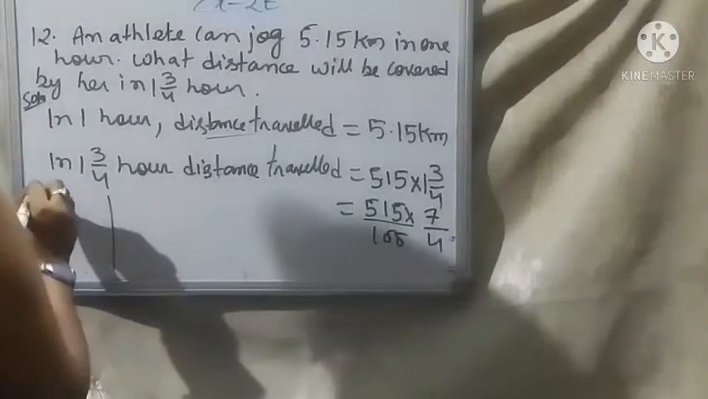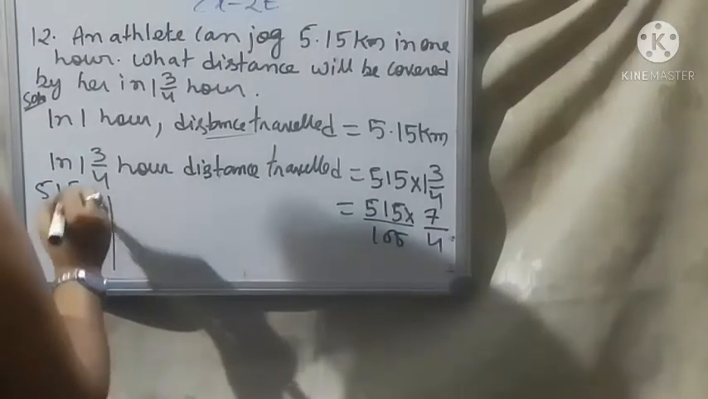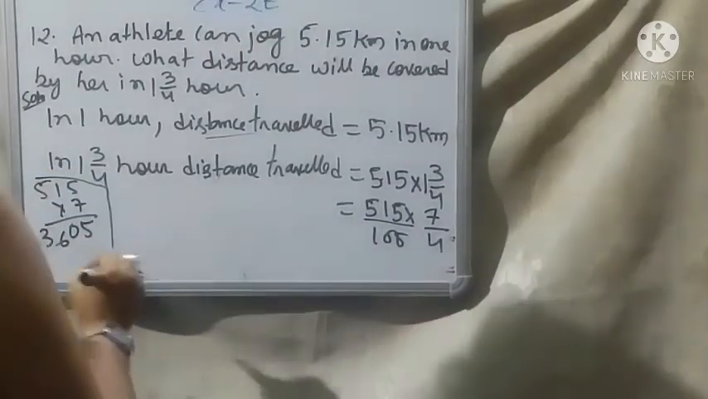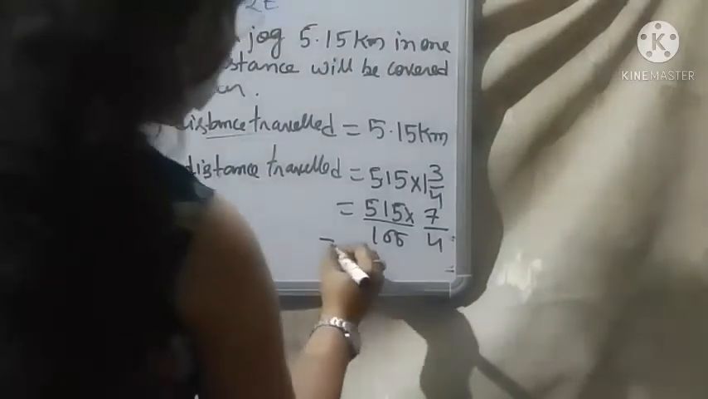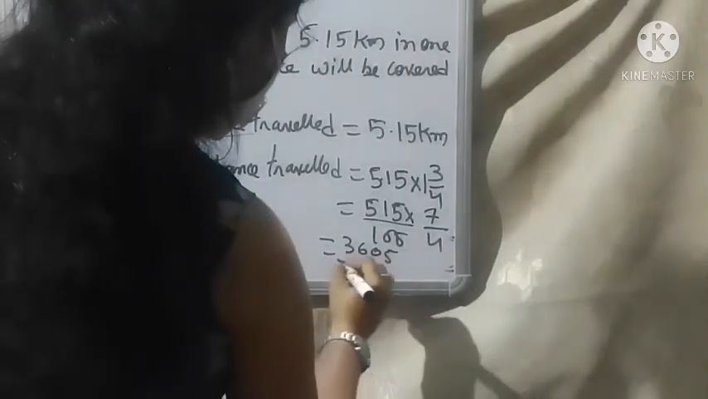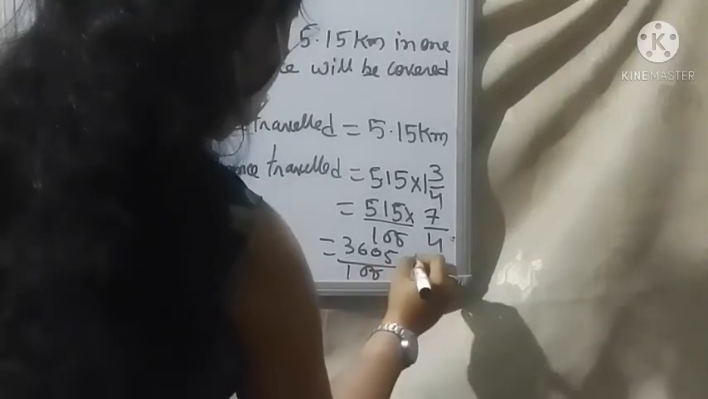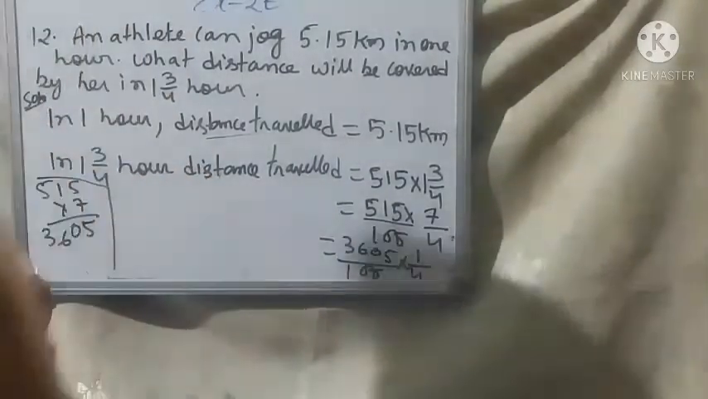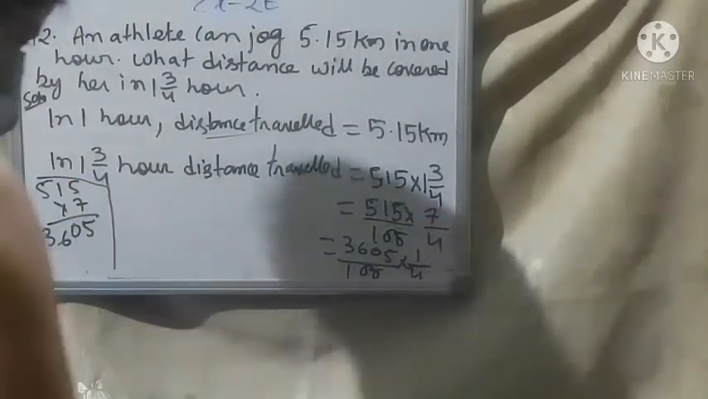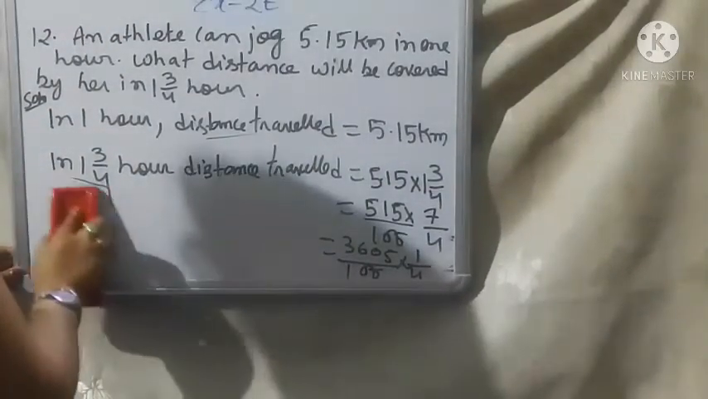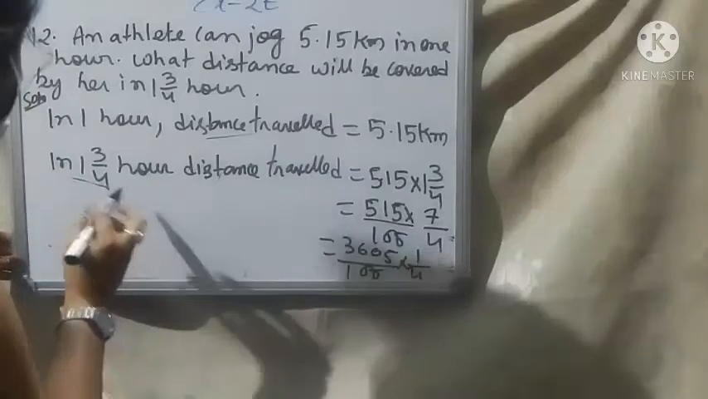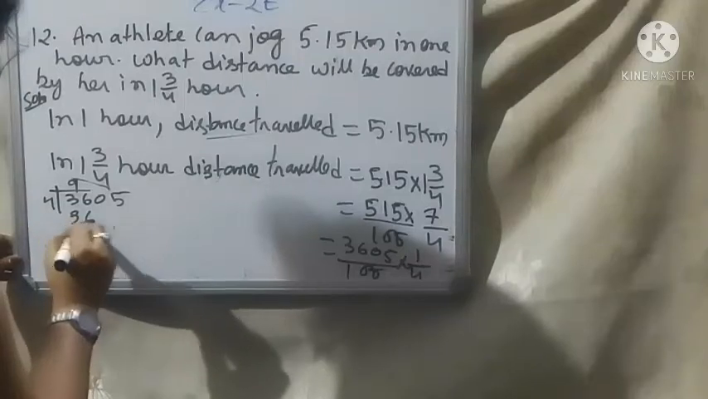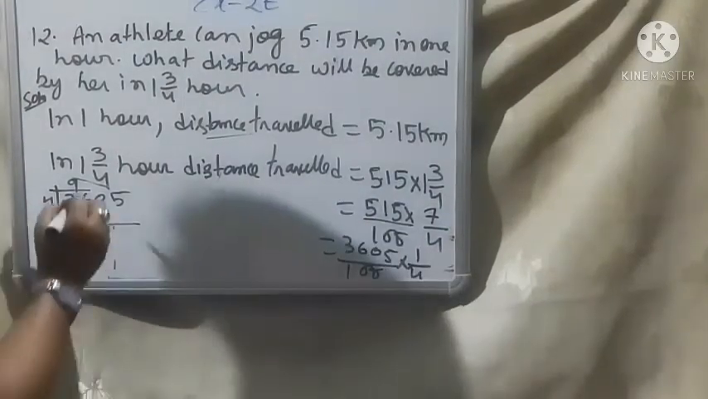Okay, first you multiply 515 into 7. 7 5s are 35, 3 carry, then 7 1s are 7, and 7 5s are 35, so it is 3605. Now this 3605 you write by 100 into 1/4. Now you try to cancel. It is not going. Now you can divide. Let me rub this one. You divide 3605 by 4. 4 9s are 36. Finish. Again 0. Okay. 0.